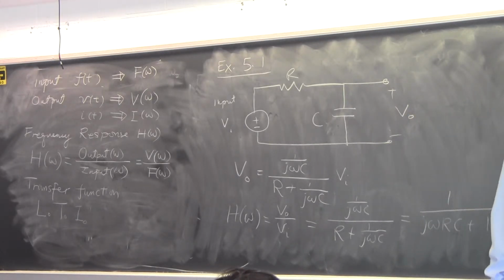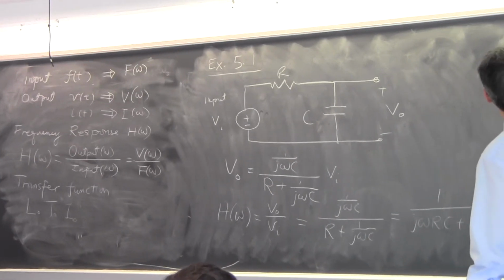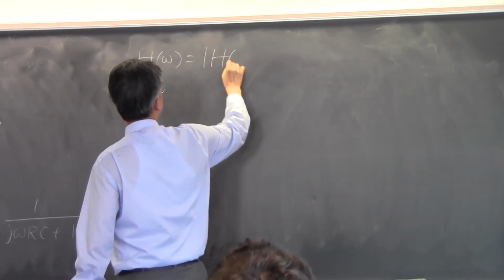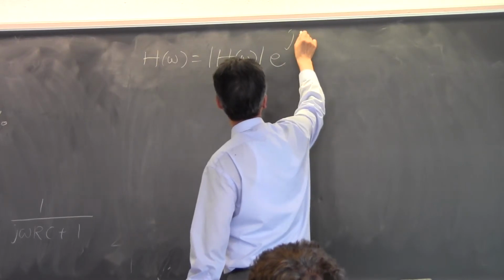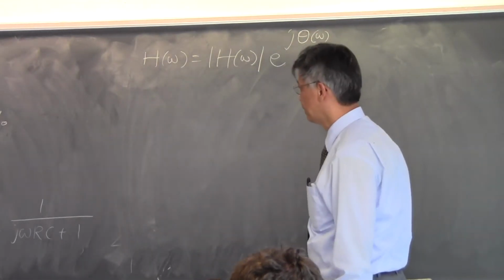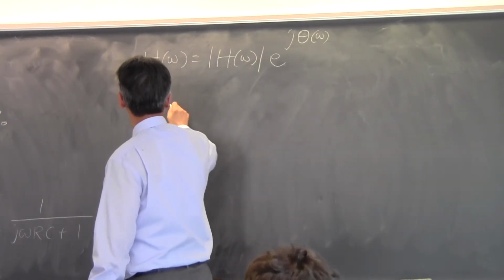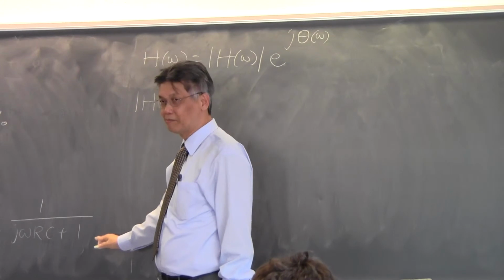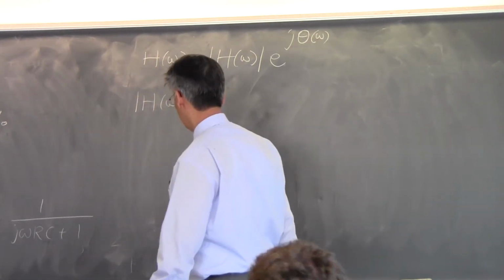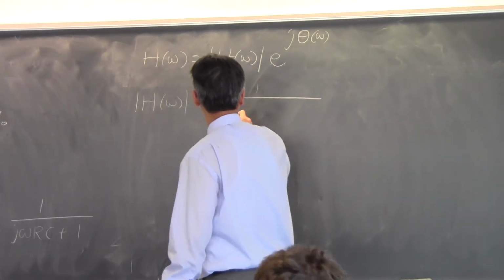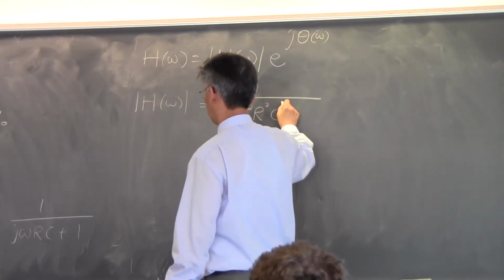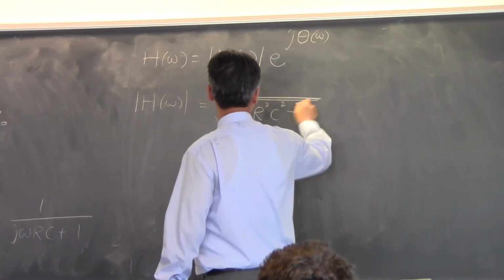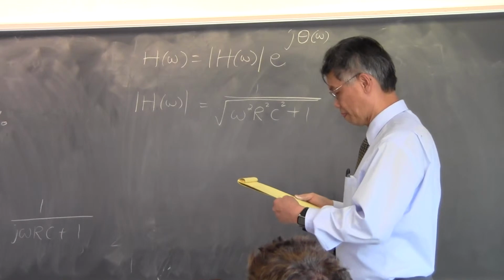Okay? And you are often asked to plot the frequency response as a function of frequency, and you're asked to plot this angle, the phase, as well. So oftentimes you write the frequency response in terms of magnitude and phase. Then the magnitude of this frequency response would just be equal to the magnitude of this. And if you remember how to find the magnitude, it would be 1 over the square root of omega squared R squared C squared plus 1.